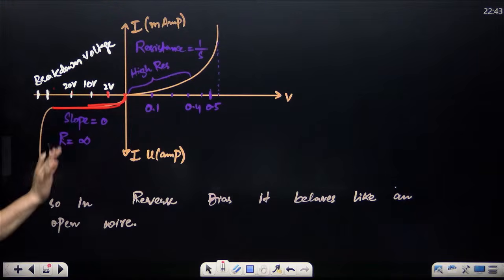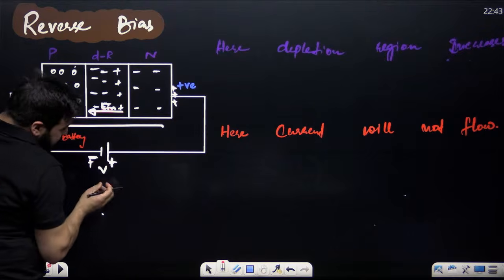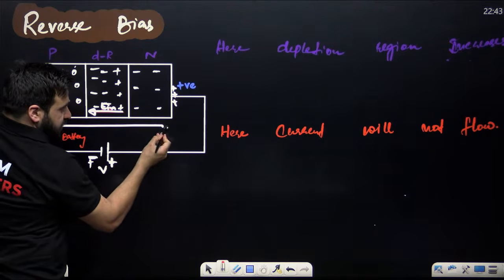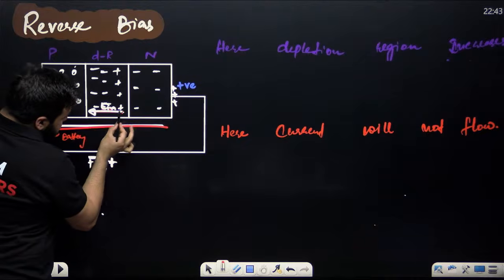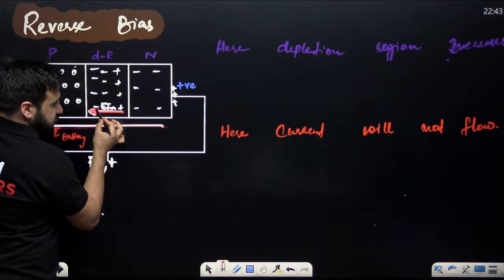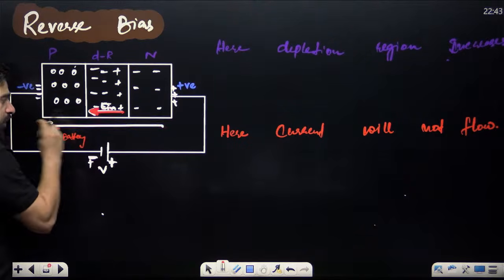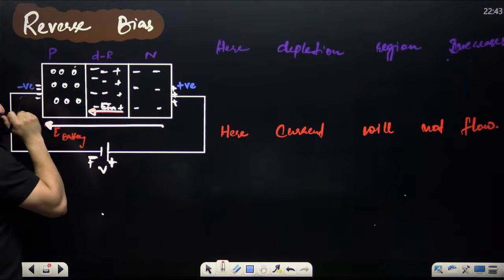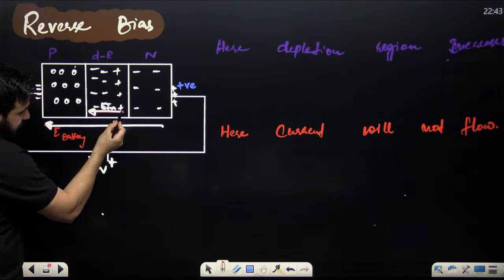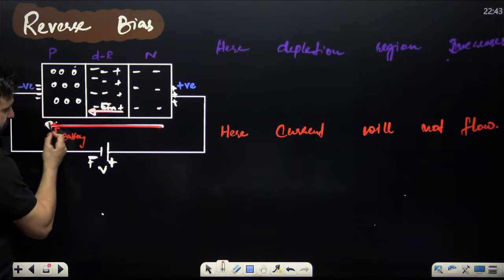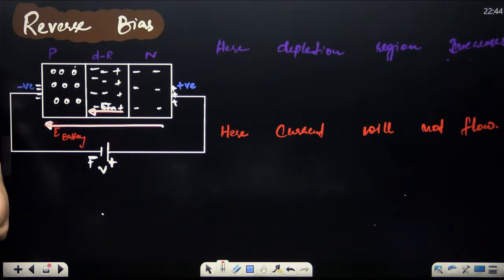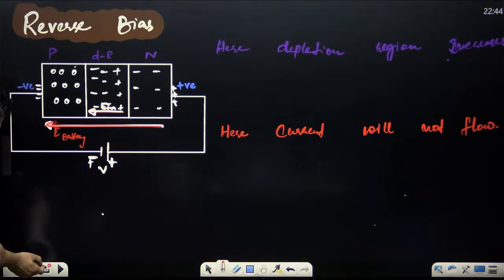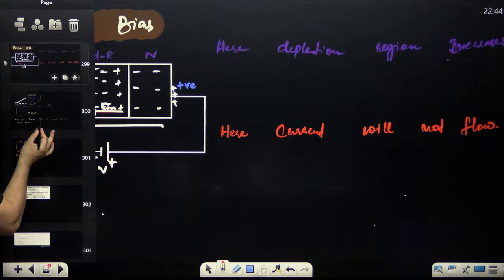Now, as you keep on increasing the potential difference, this electric field gets stronger. In the depletion region also, the electric field is in the same direction, and it gets stronger. So what happens over here in this particular case?